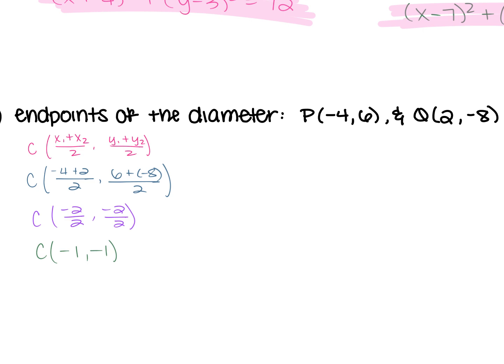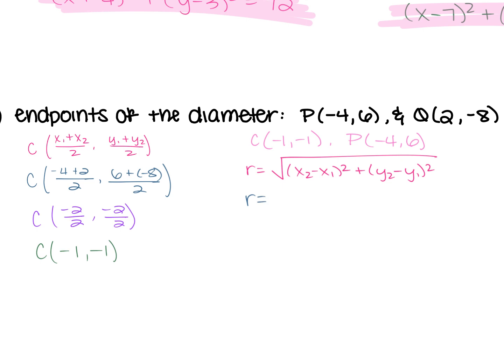So you can use that and one of the original points. Doesn't matter which one it is. I'm going to use P to find my radius. So I'm going to use C, which is negative 1, negative 1, and I'm going to use P, negative 4, 6. I'm going to find my radius with these 2 points, which means I'm going to use my distance formula. So the square root of x2 minus x1 squared plus y2 minus y1 squared. So this is going to give us the square root of negative 4 minus negative 1 squared plus 6 minus negative 1 squared.